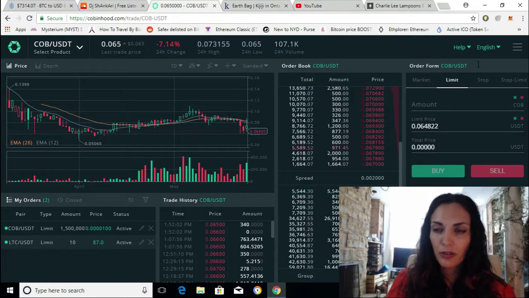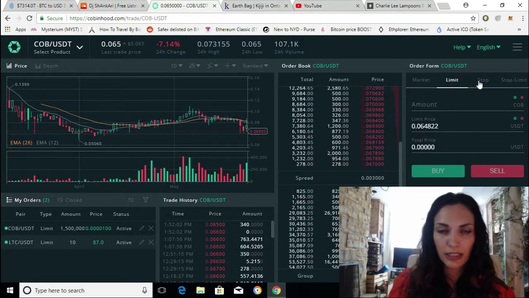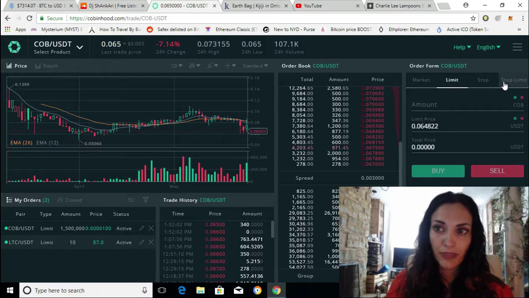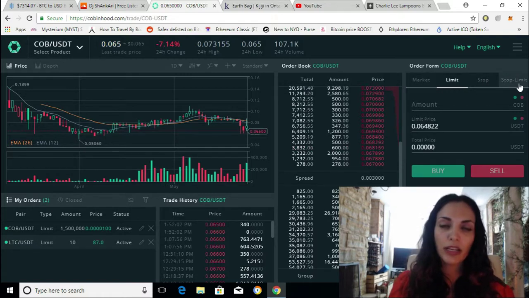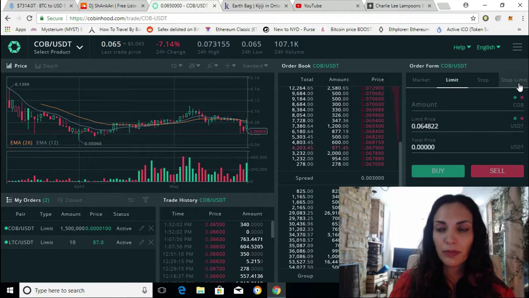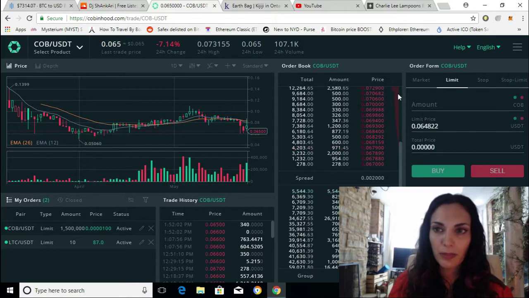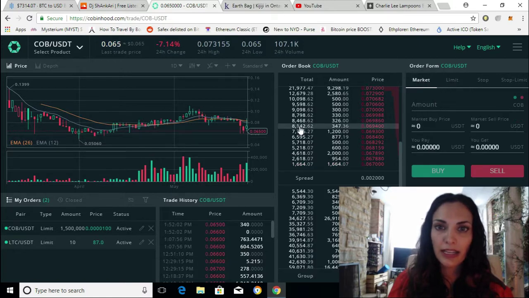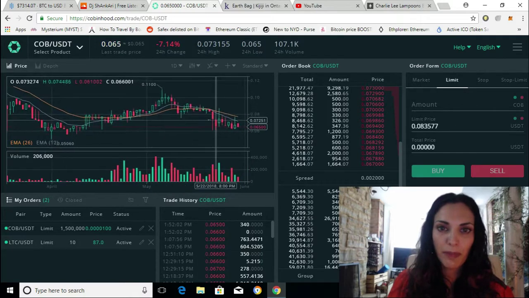Here in the order form you have market, limit, and stop limit. I don't use the market or the stop or stop limit, because I trade on a downtrend, so I'm buying when things are low. It doesn't make any sense to me to put a stop limit, because that's actually what I want to buy it at. And market is basically you're buying at the current price, and it's for people who want to panic sell and panic buy.